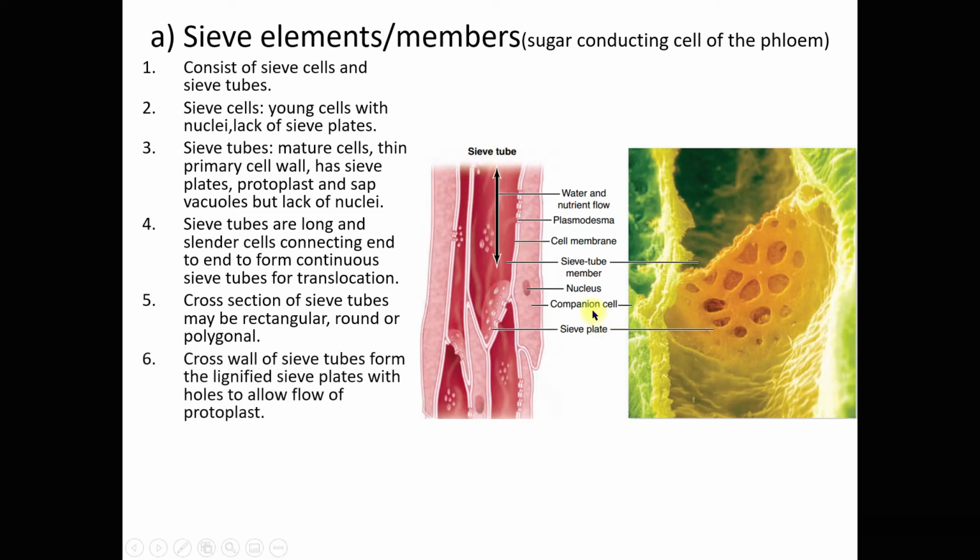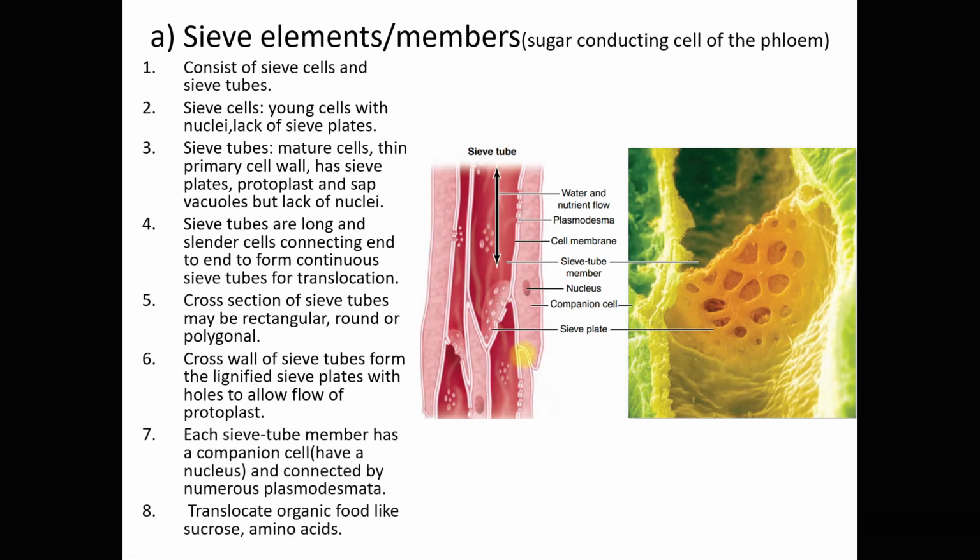So the cross wall of the sieve tube forms lignified sieve plates with holes to allow flow of protoplast. Now this transportation or movement of this protoplast you will learn in detail in the second semester.